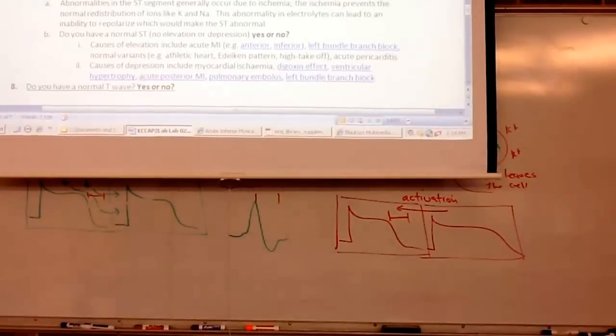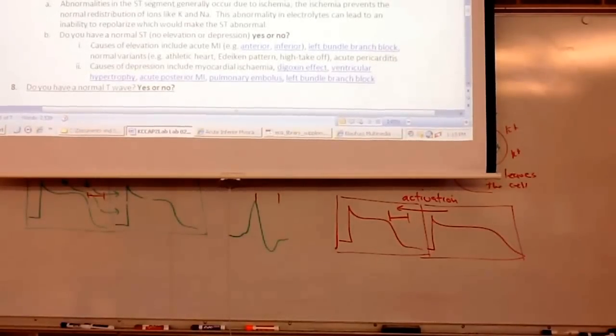The last thing we're going to do is ST segment. We're going to combine these together. We're going to look at ST segment and normal T wave together.